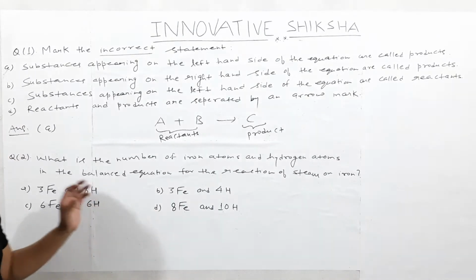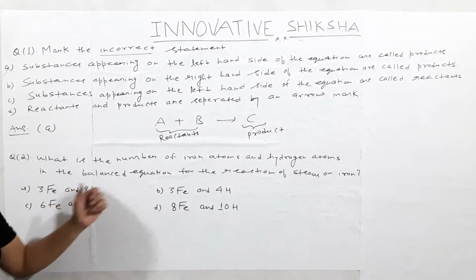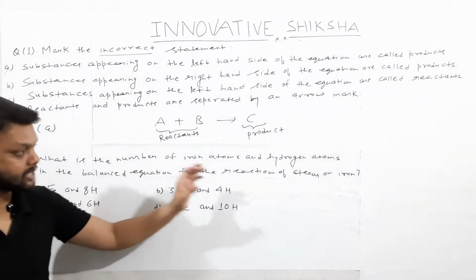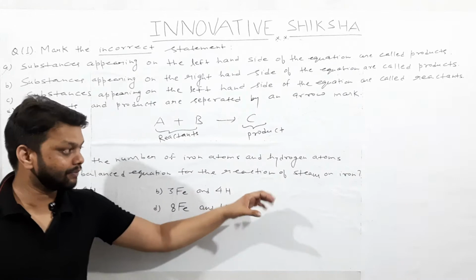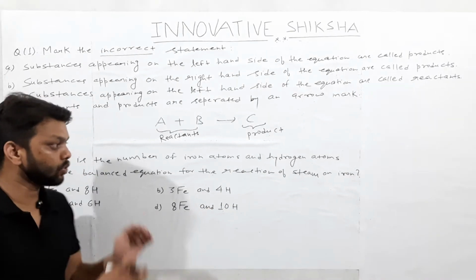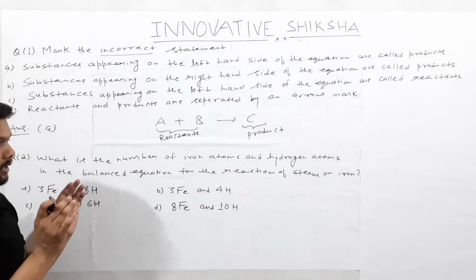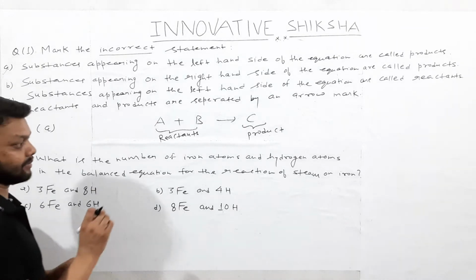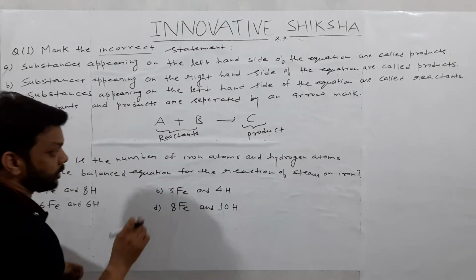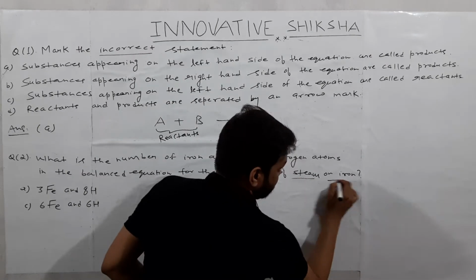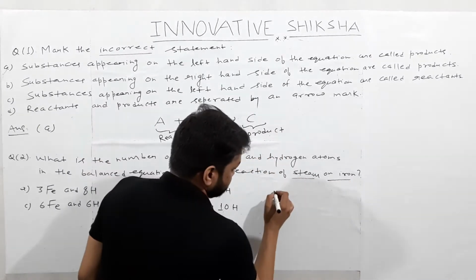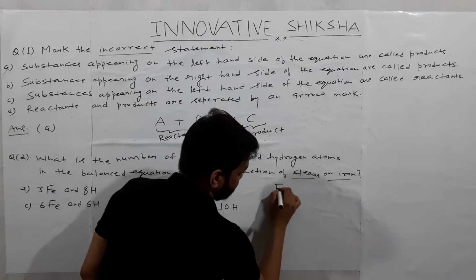Before marking the correct answer, first you have to solve this particular question, and balance the equation, and after balancing you can match what is the correct answer. So let us start with the answer. We have to form the equation first. Here steam is reacting with iron, therefore I am writing this equation here.